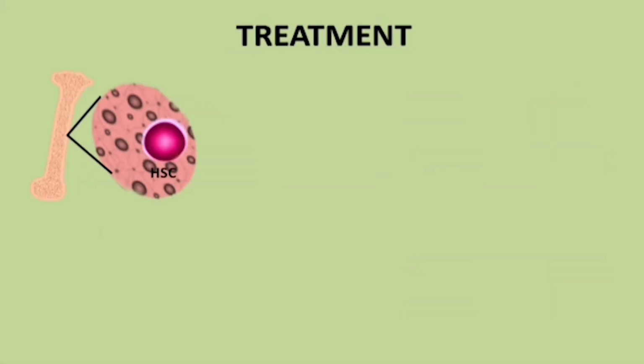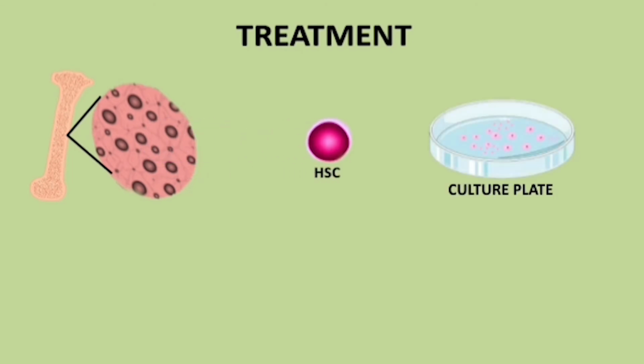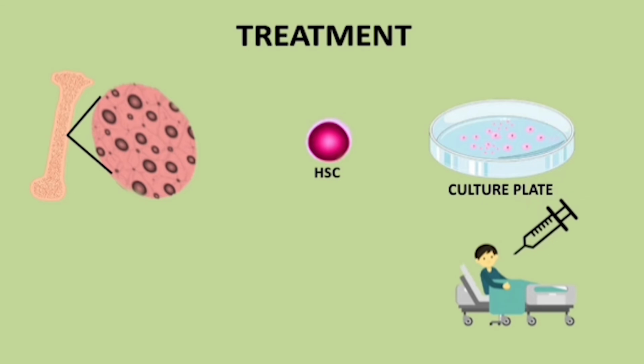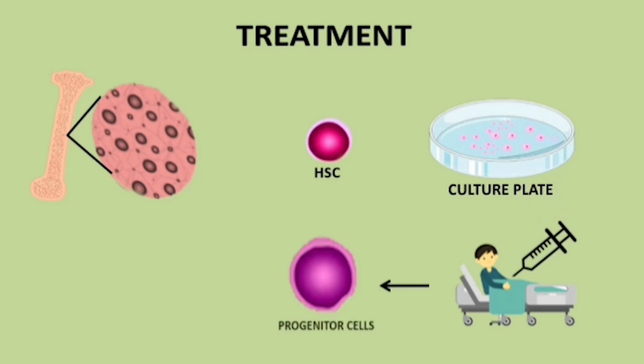Leukemia can be treated by stem cell therapy with isolation of bone marrow stem cells, which are transplanted back into the patient. These stem cells will then act as progenitor stem cells and differentiate into blood cells, which prevent leukemia.